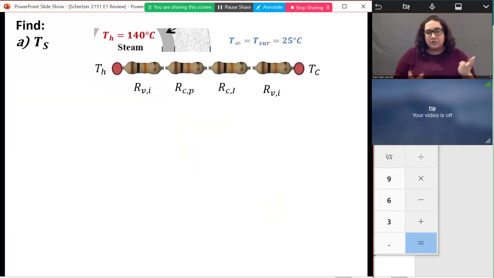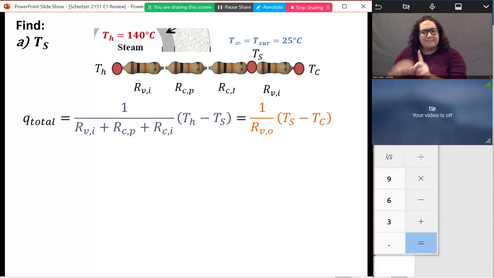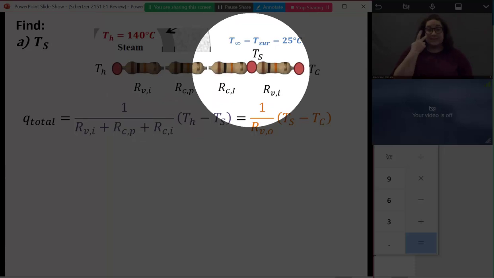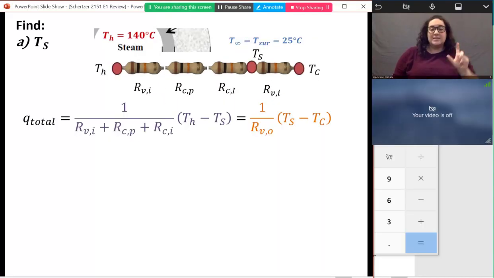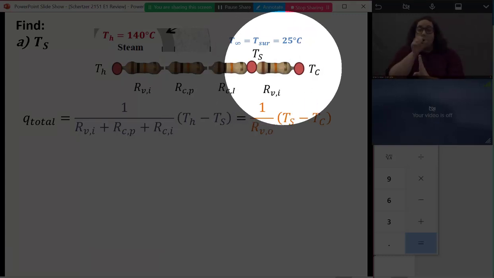So here we have this resistor, and I know that the heat is the same through every part of the resistor, right? So the resistance will change, but I want to find out what my temperature is after the first 3 resistors. I can do this 2 different ways. In purple, I can find the temperature difference between TH and TS using my total heat transfer. And in orange, I can just use this resistor over here, because the heat's the same.